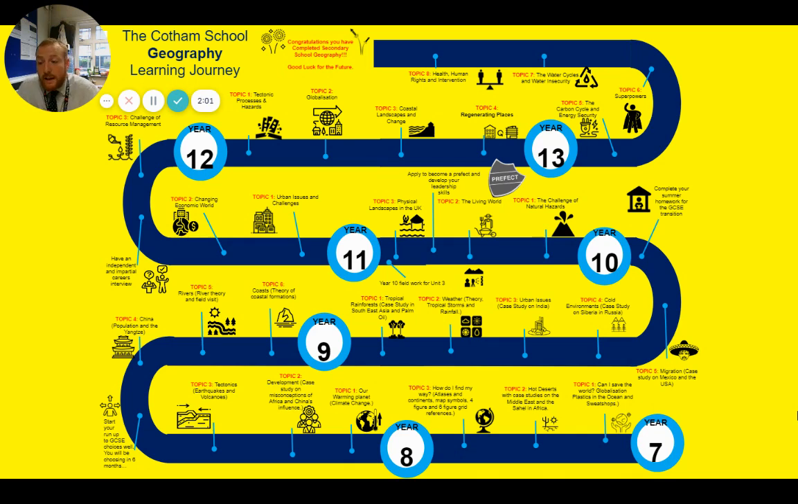Start of Year 9, we have a look at tropical rainforests. We do a case study on Southeast Asia and have a look at the influence of palm oil. Topic 2 is weather, theory, tropical storms and rainfall. Topic 3 is urban issues, and we do a case study on India. Topic number 4 is a cold environment study, looking at Siberia in Russia. And lastly, topic 5 is a migration case study with a particular focus on Mexico and the United States of America.